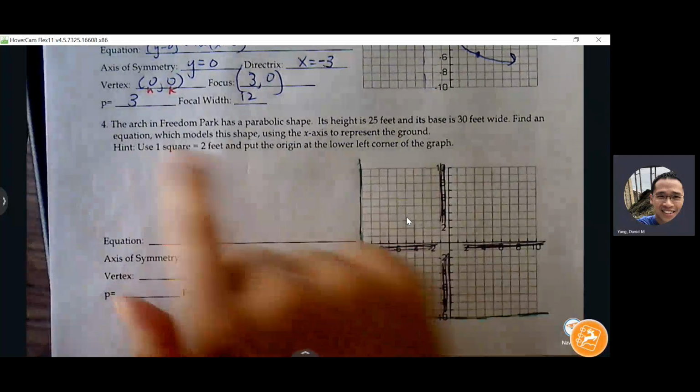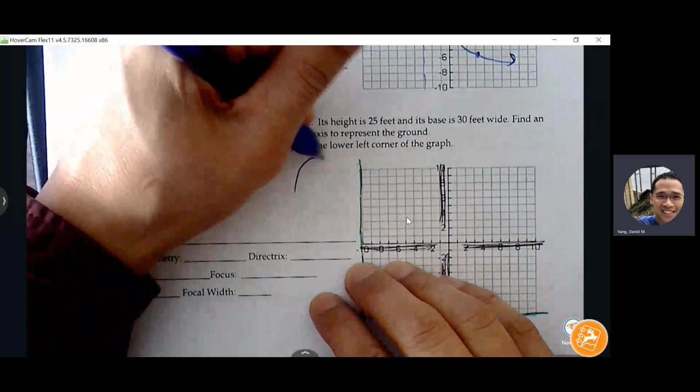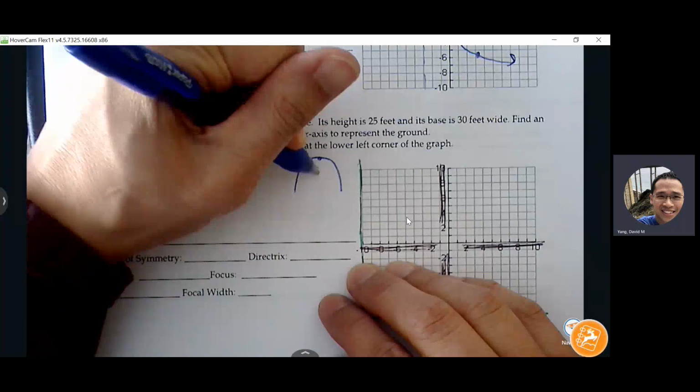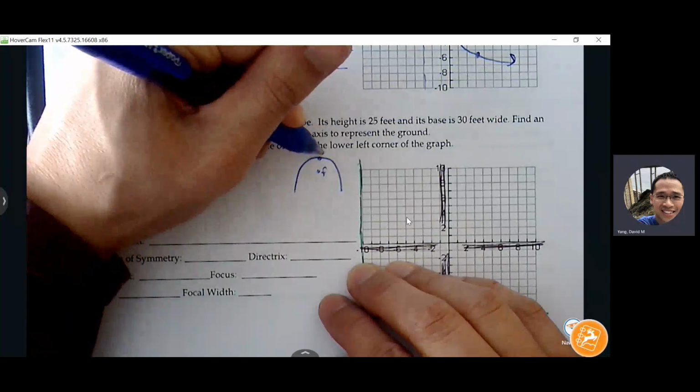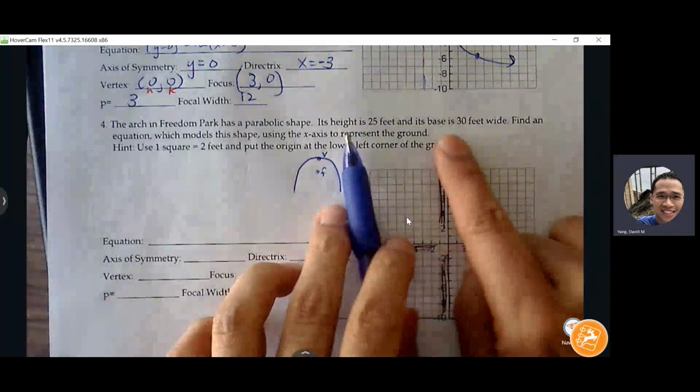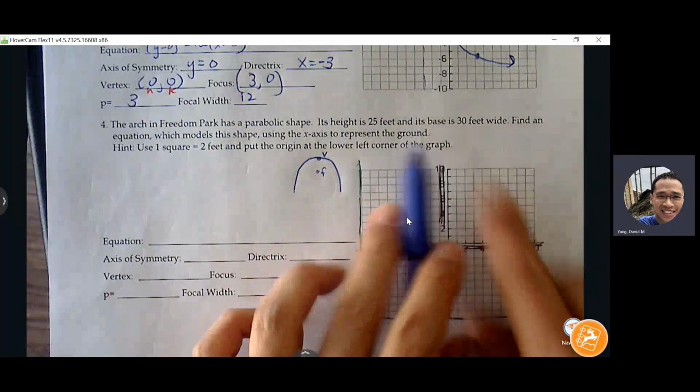Okay, it's going to be an arch. So the arch is going to look like this. Ultimately, we know the vertex will be here, and our focus will be here. We're going to target the (y minus k) formula. Now the height is 25 feet, and its base is 30 feet wide.